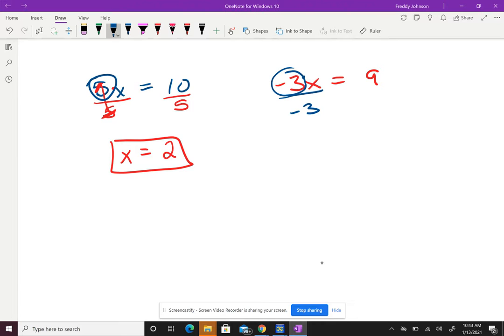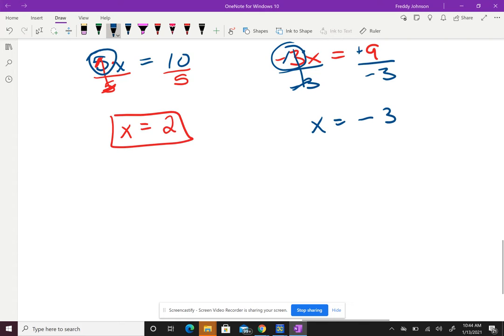So I get -3 divided by -3. Whatever I do to one side, do to the other. These will now cancel out. I'm left with just x. Then I have a positive over a negative. A positive divided by a negative is always a negative. 9 divided by 3 is 3.